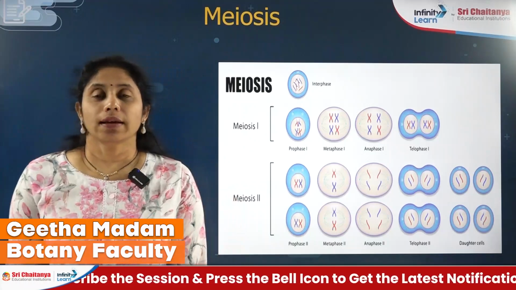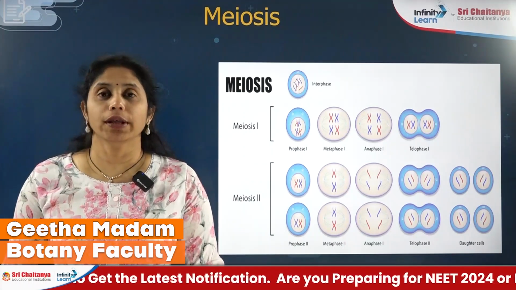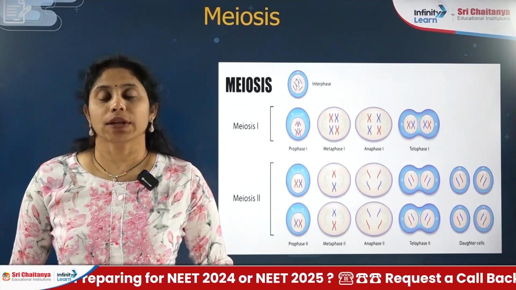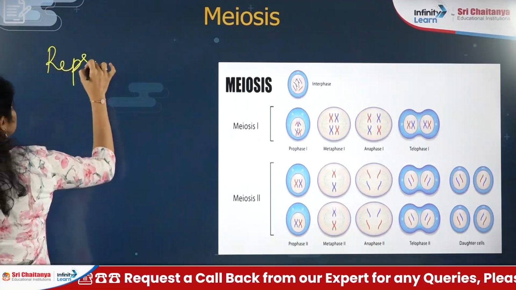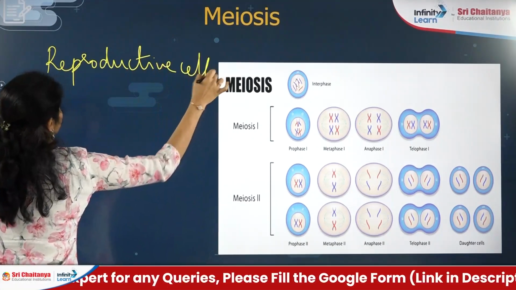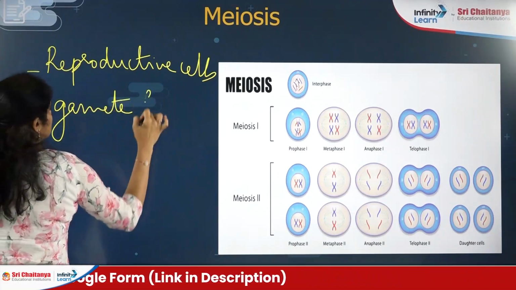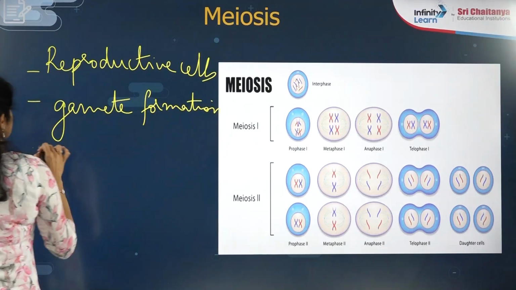In the cell cycle we have already completed mitosis, and now we are going to deal with meiosis. Meiosis generally occurs in the reproductive cells or germ cells, mainly in the formation of gametes, gamete formation, or spore formation.